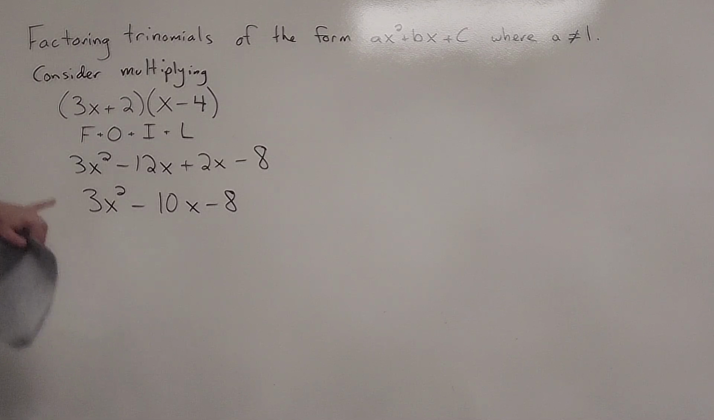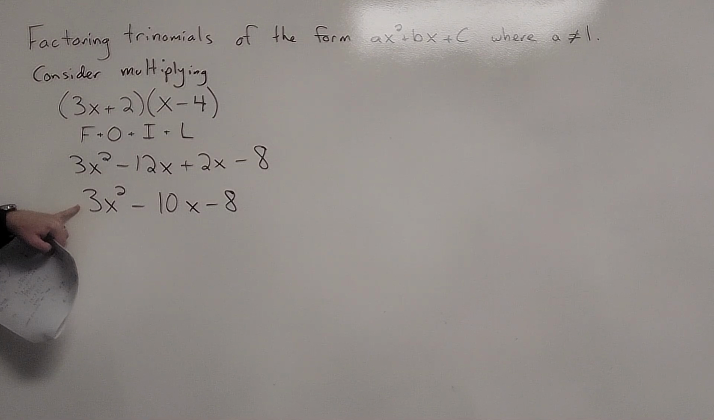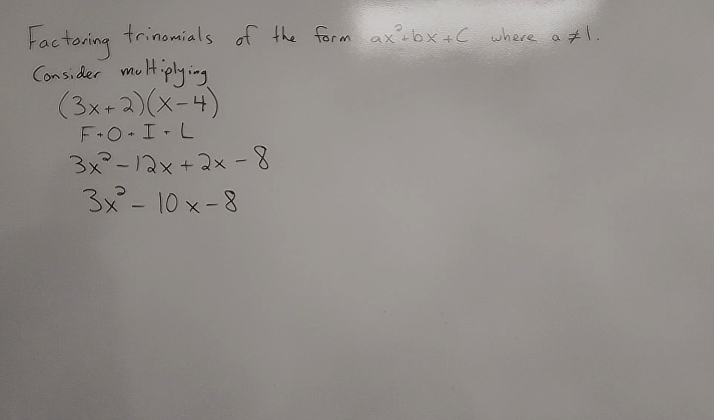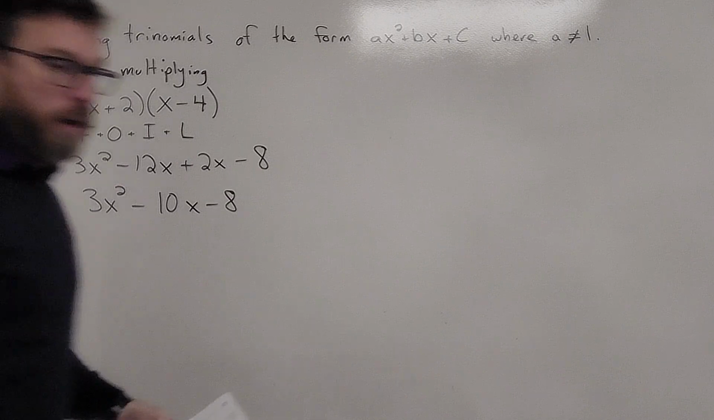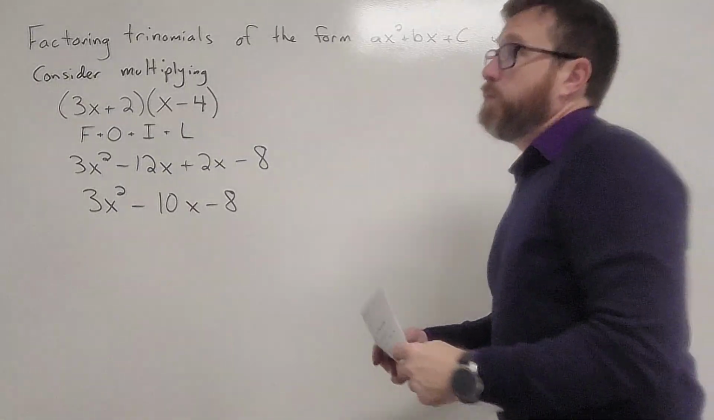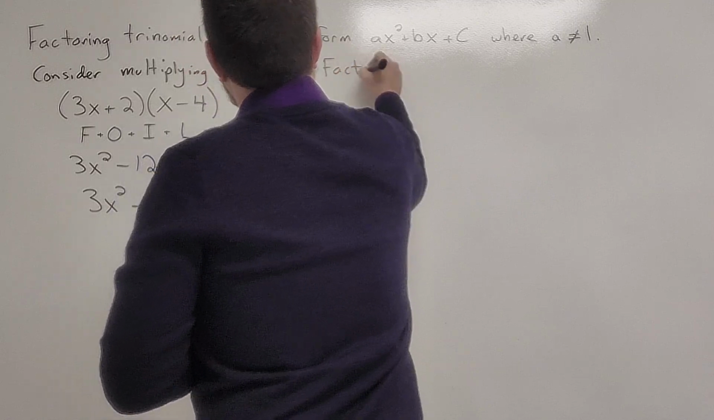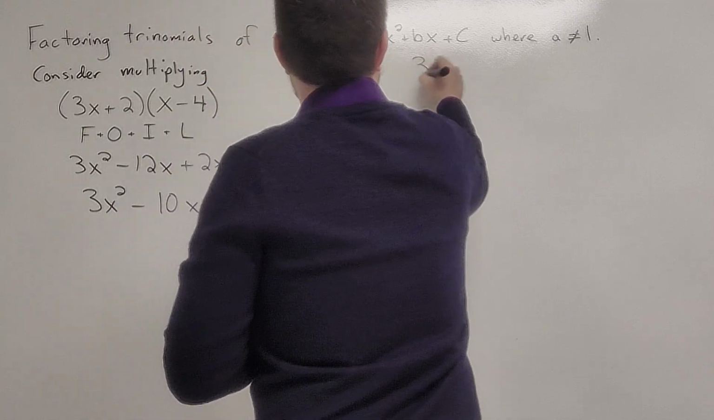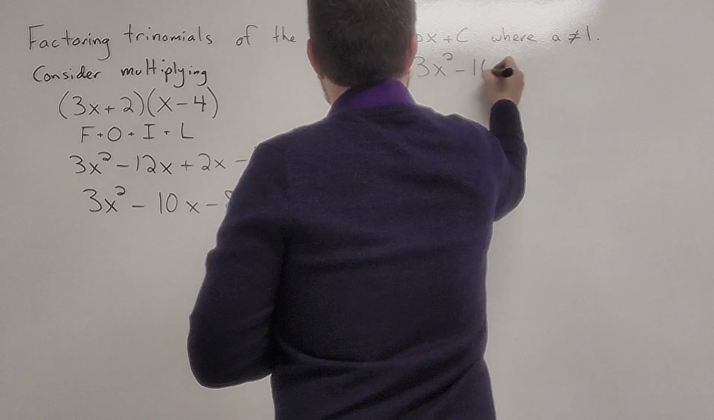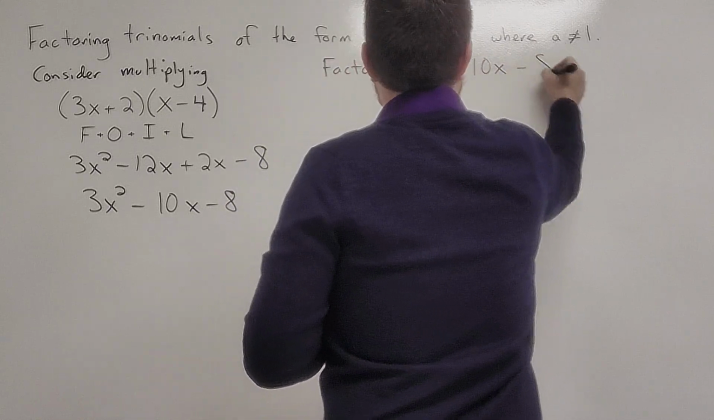So what I want to do is factor this trinomial. I want to reverse engineer this FOIL method to be able to factor it. We already know what it factors to. This is the answer to that. So really, factoring is just the inverse operation of multiplying. So let's factor this 3x squared minus 10x minus 8.